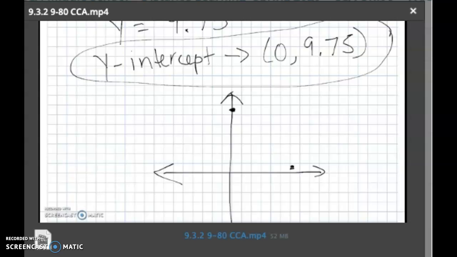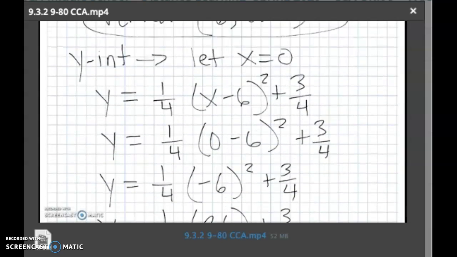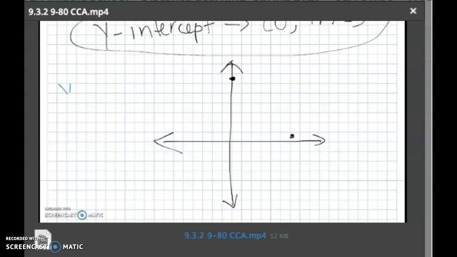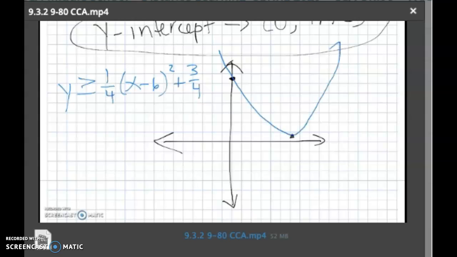And when I look at my inequality again, I'm going to go ahead and rewrite it. We have the inequality y is greater than or equal to 1/4 times x minus 6 squared plus 3/4. Okay, so now in this one, we have y is greater than or equal to. So now when I draw my parabola, it's going to be a solid line because we have that equal to sign in there, okay? So there we go. And then we're going to test a point. So I'm going to test the point 0, 0 again. Whenever I can, that's the point I'm going to test.